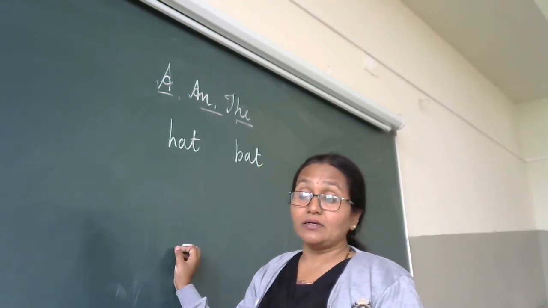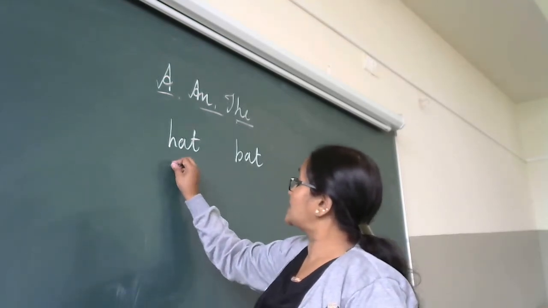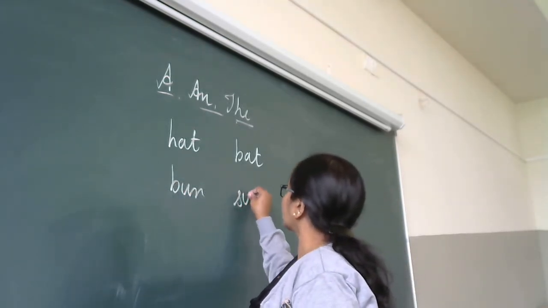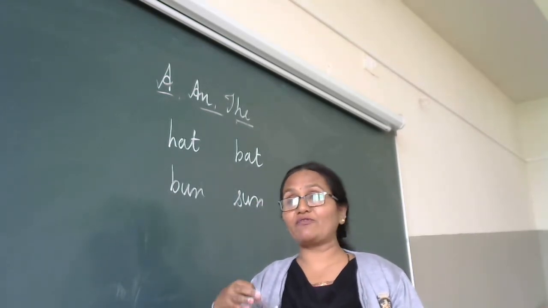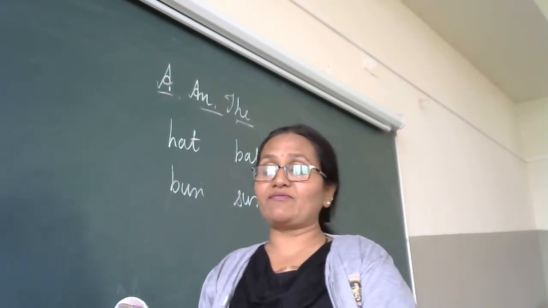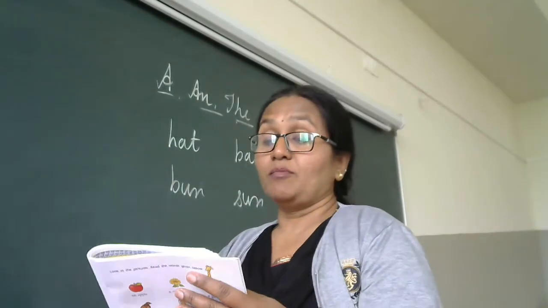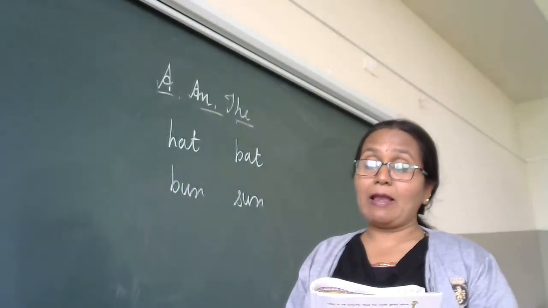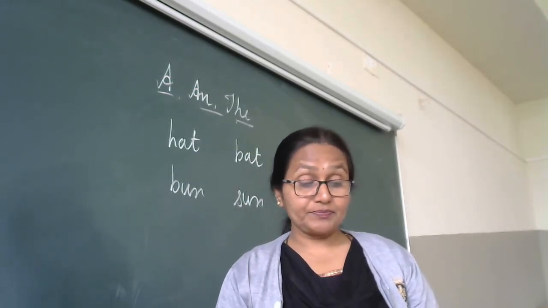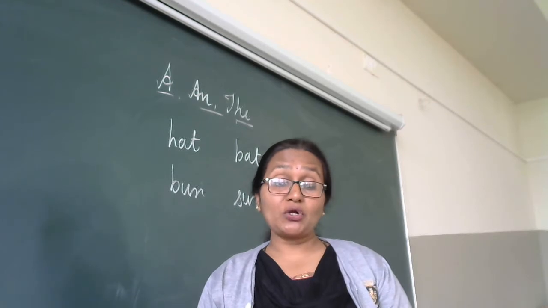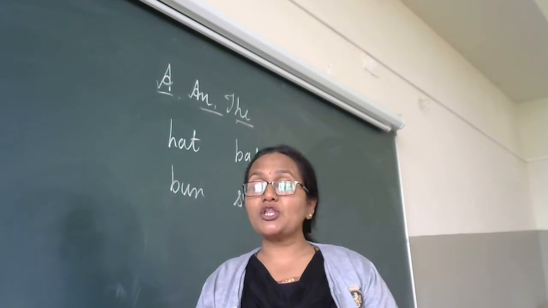Then bun. The picture is given to you. Change a consonant to get a new word. The pictures are given, and we have to make all these new words. Toy, toy. Bell, bell. Fox, box. Goat, boat. Wall, ball. The picture is there, so we get a new word.